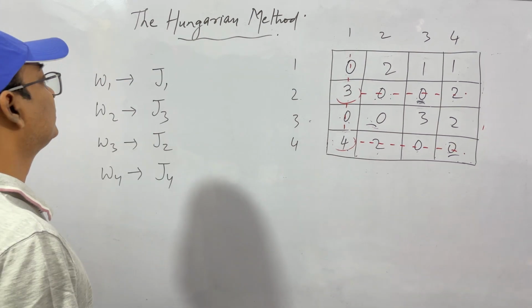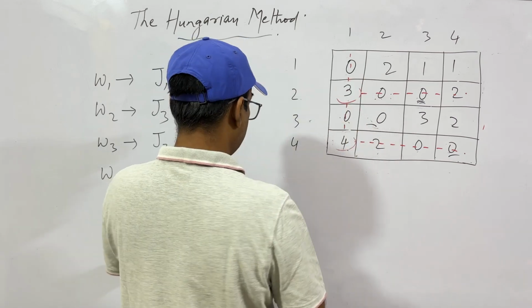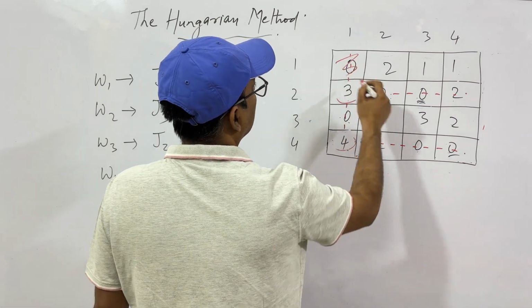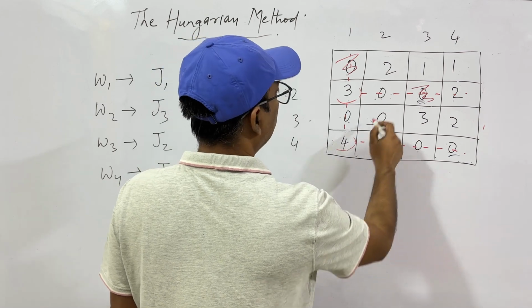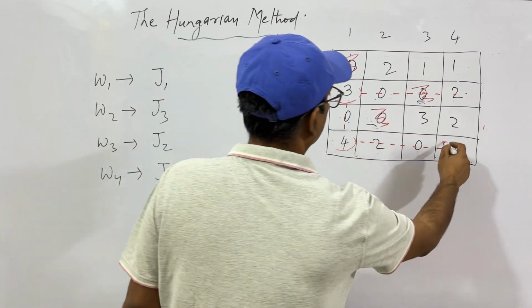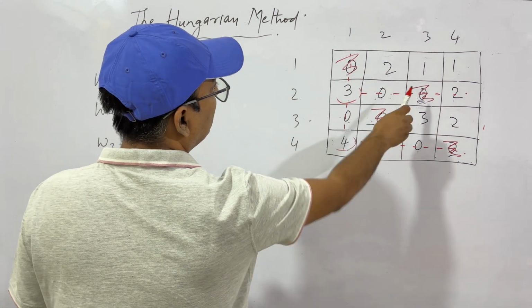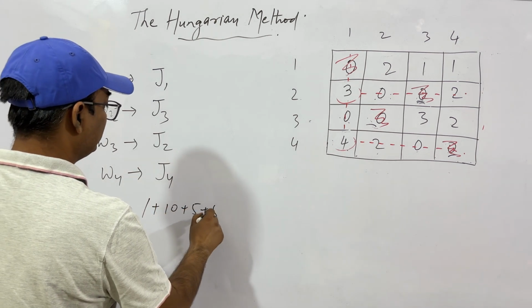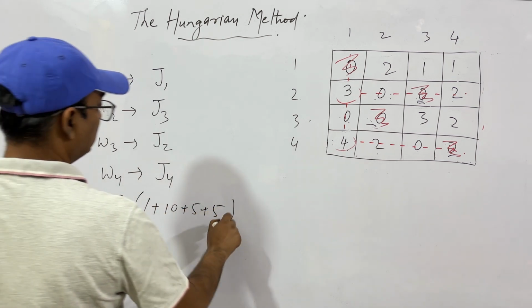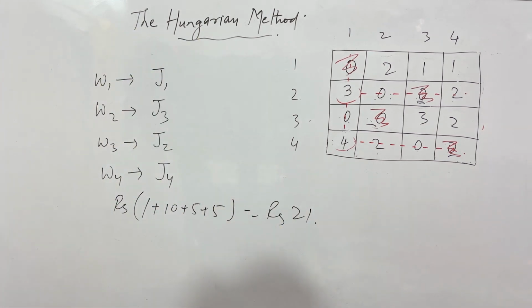If you talk of cost, let's see, worker 1, job 1. Finally, our assignment is W1J1, W2J3, then W3J2 and W4J4. What were the costs, what were the charges? You can see in the start. So the cost will be 1 plus 10 plus 5 plus 5 rupees. So this is rupees 21, so rupees 21 will be the cost of assignment.